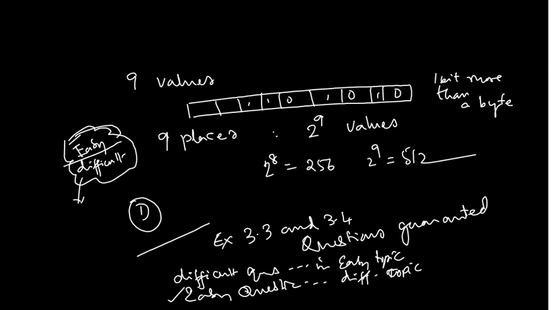So that's why the next, 3.2, carries very few marks in questions. The 3.3 and 3.4 are guaranteed to have good board questions.